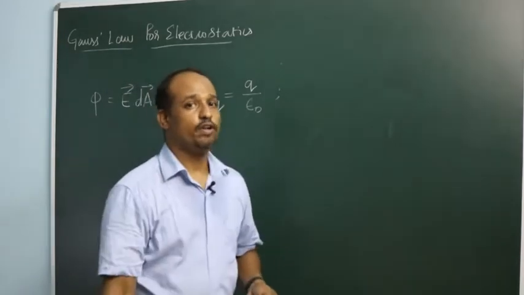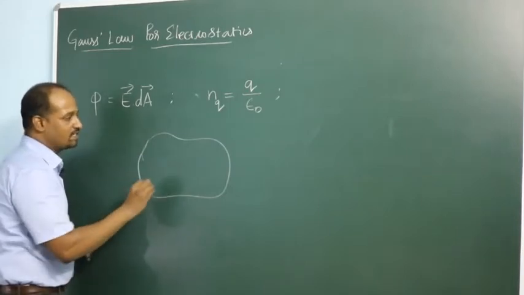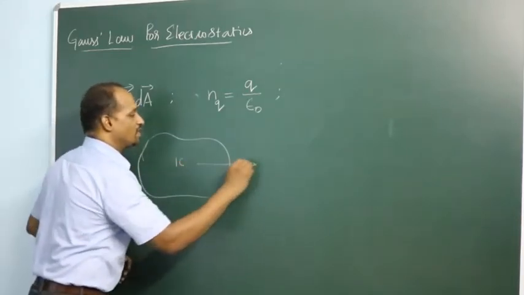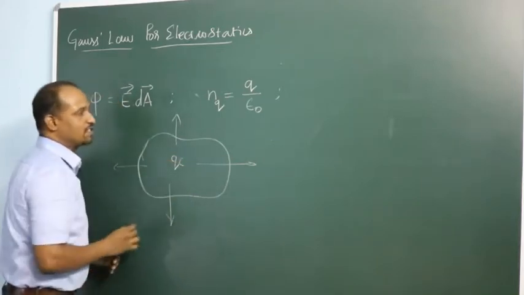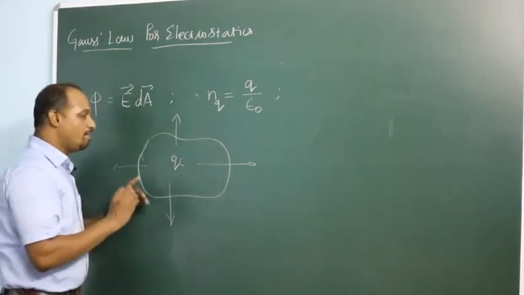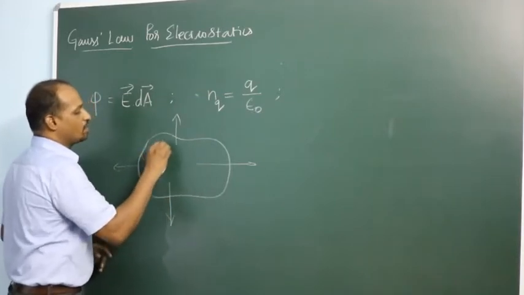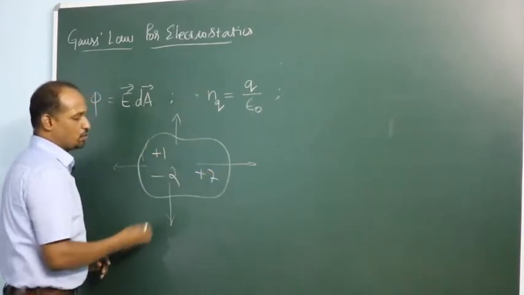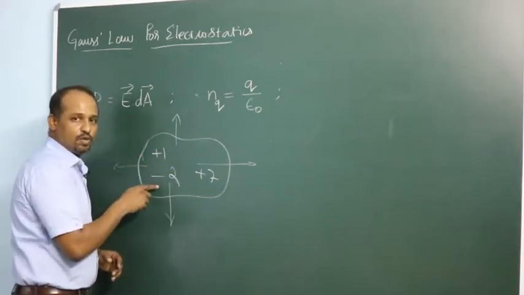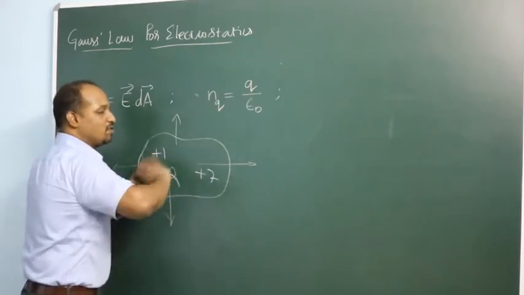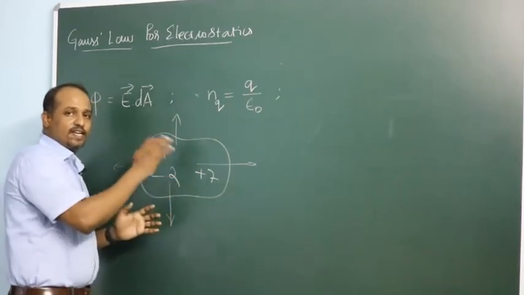So from this, what do you understand? If there is a closed surface and you put 1 coulomb of charge, the flux through the closed surface will be 1 by epsilon naught. If you put q coulomb of charge, the flux through the surface will be q by epsilon naught. But this q is the net charge. If I put plus 1 coulomb, plus 7 coulomb and minus 2 coulomb, the net charge is 7 plus 1 is 8, 8 minus 2 is 6, because 8 by epsilon naught lines of force go out and 2 by epsilon naught come in, so the net flux is 6 by epsilon naught.